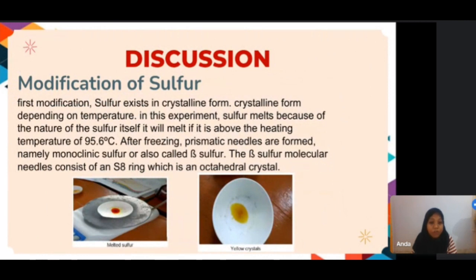Discussion. Modification of sulfur. First, modification of sulfur in crystal form. Crystal form depends on temperature. In this experiment, because of the nature of the sulfur itself, it will melt above the heating temperature of 95.6 degrees Celsius. After freezing, prismatic needles are formed, namely monoclinic sulfur, also called beta sulfur. The beta sulfur molecule consists of S8 and has an octahedral crystal.